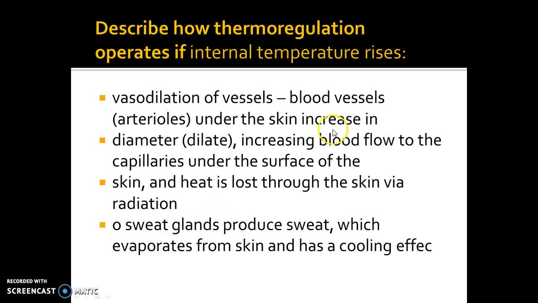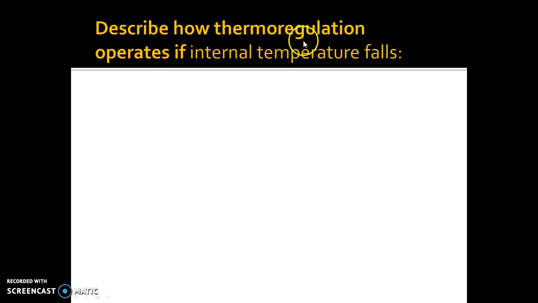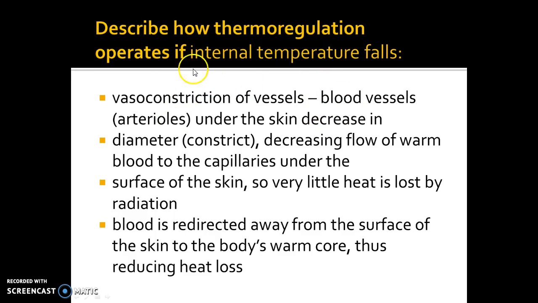Now, the opposite, of course: describe how thermoregulation operates if internal temperature falls. So when we get cold, you should be able to transfer your knowledge here. You're thinking, okay, the opposite. Vasoconstriction of arterioles under the skin, decrease in diameter. So basically you just need to say vasoconstriction. That means the narrowing of blood vessels, or arterioles, sorry, under the skin.